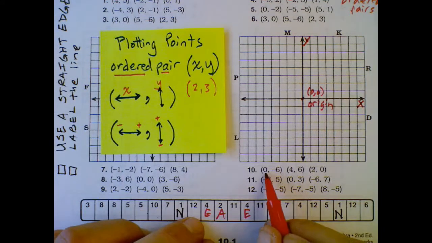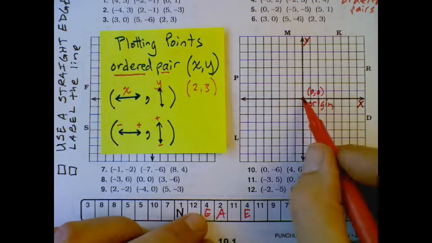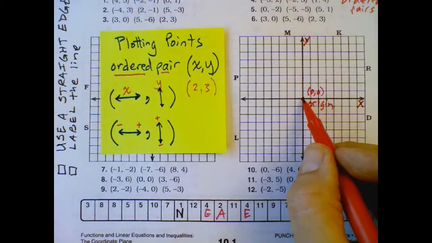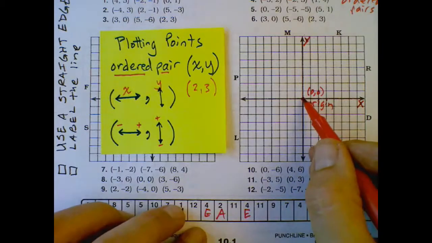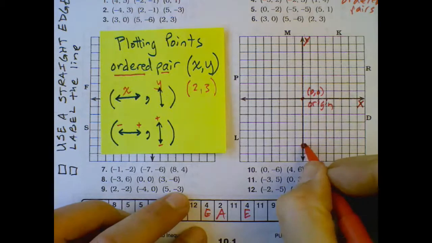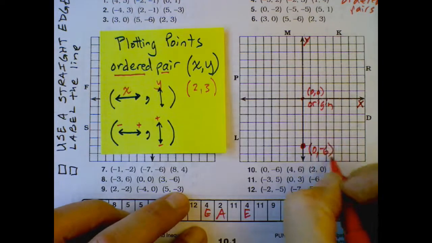So my first point is 0, negative 6. So if I start here, I'm going to move 0 in the x direction. That means I'm not going to go anywhere. And negative 6 in the y direction. So I'm going to go 1, 2, 3, 4, 5, 6. So there's the first point. That's the point 0, negative 6.